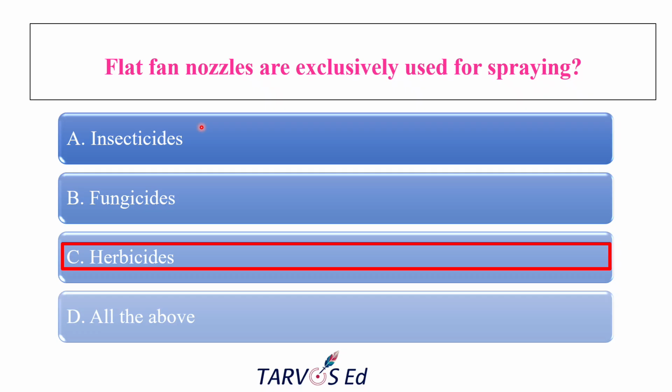Okay, and another nozzle is there, that is the solid cone nozzle. Solid cone nozzle is mainly used for spot spraying. So if a particular spot spraying is required, in that area we should use the solid cone nozzle. Okay, so that's it for this. Flat fan means, here the answer is herbicides.